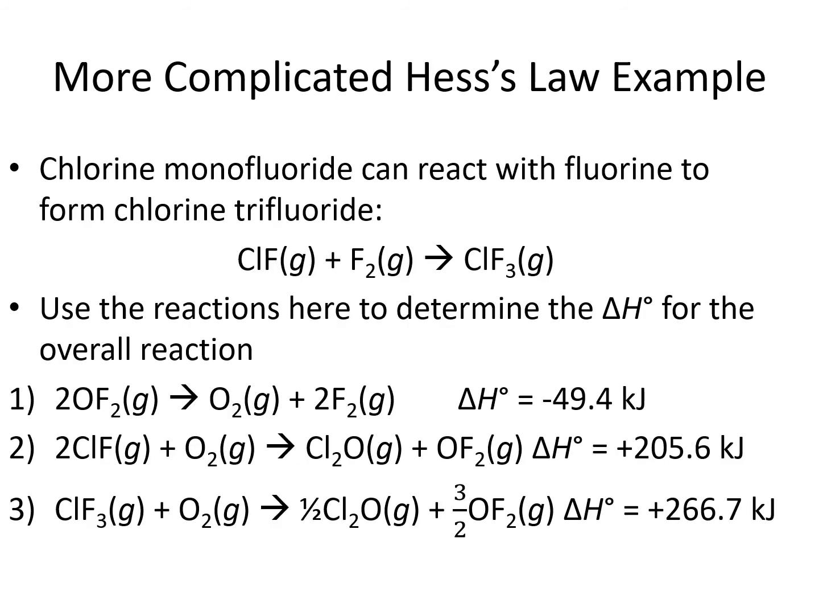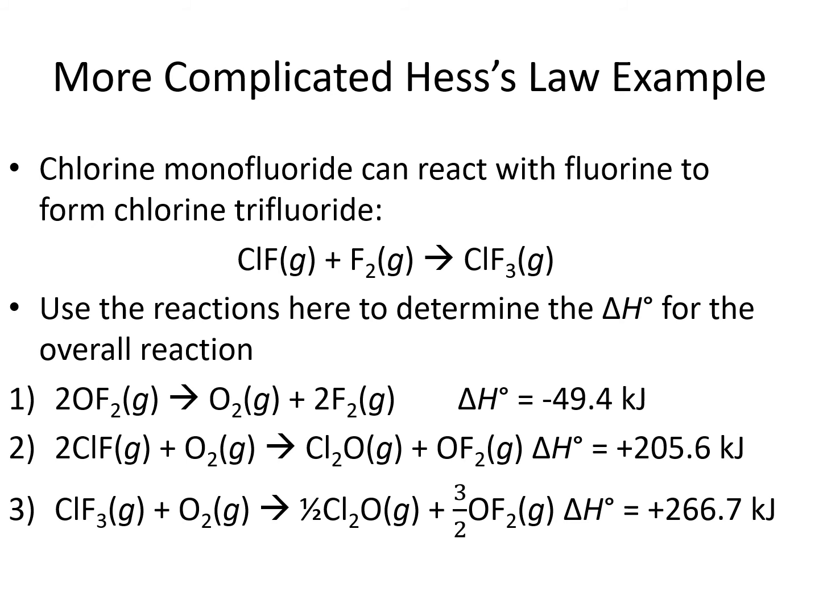So let's look at an example. We have a reaction that we're trying to build. ClF plus F2 makes ClF3. And we have three steps that we're using to build it. But if we were to add the equations together as is right now, they would not add up to the reaction that we're trying to build. So we're going to have to manipulate them.